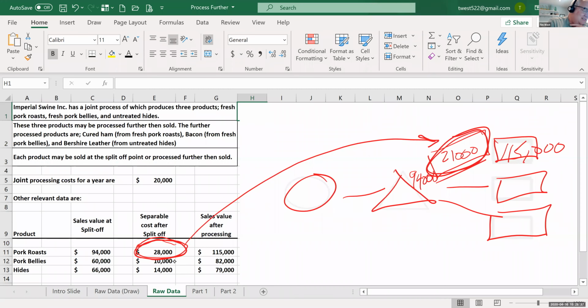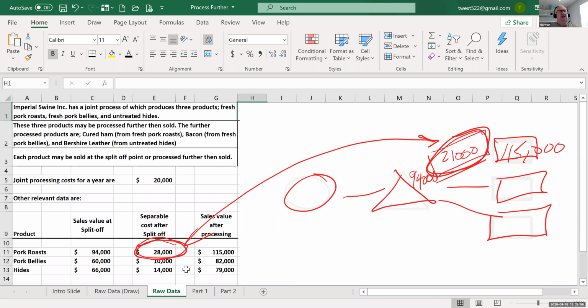Say that again. So again, we're incurring a $28,000 cost of further processing, but the benefit we're going to receive is only going to be $21,000 additional. So we're paying $28,000 to earn $21,000. That's not a good deal.